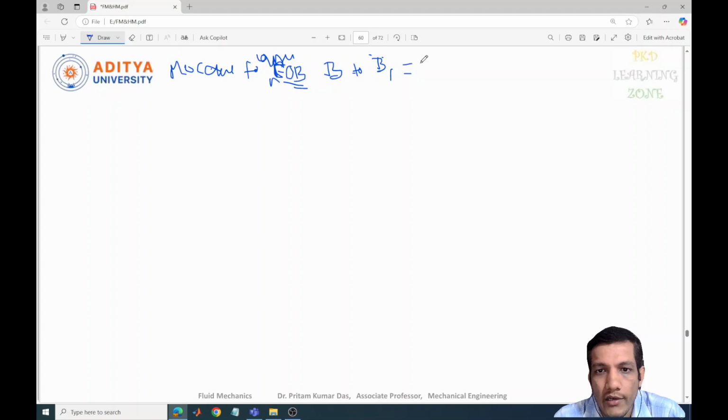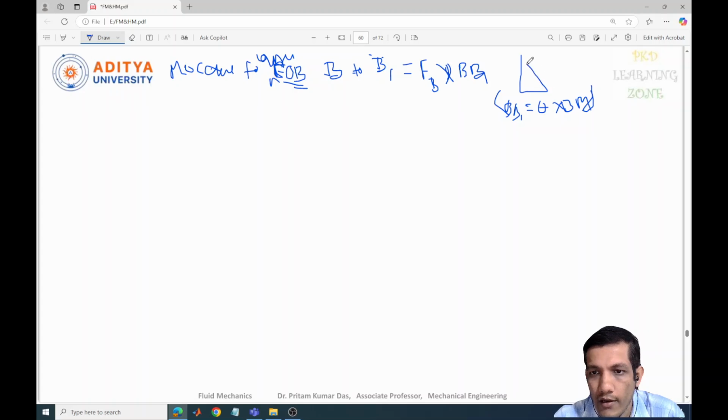This we can write as nothing but the force of buoyancy into the distance. The distance is BB1. Now this BB1 we can write similarly as theta into BM. If you see the structure, let me draw it here. So this is the M point, this is the B point, and this is the B1 point, and this is the angle theta.